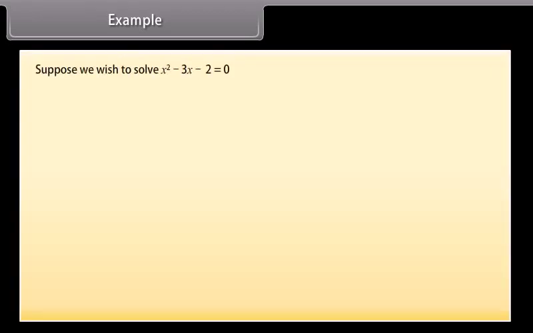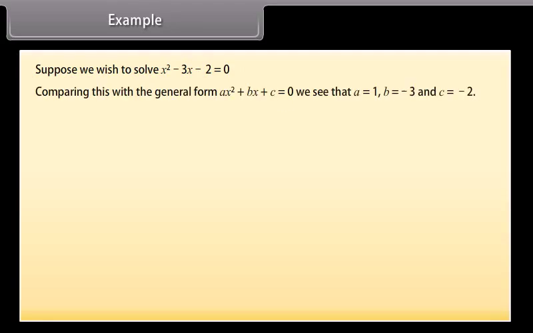Example. Suppose we wish to solve x² - 3x - 2 = 0. Comparing this with the general form ax² + bx + c = 0, we see that a = 1, b = -3, and c = -2. These values are substituted into the formula.